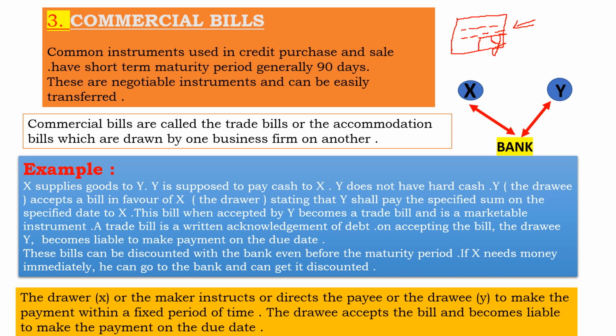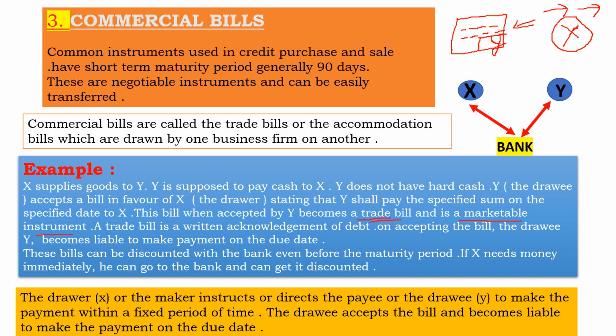Is it clear? Now, this bill, when accepted by Y, becomes a trade bill and it is a marketable instrument. Right? So, Mr. X can keep it with him for that stipulated time, or he can transfer it to somebody else. He can give it to somebody else. It can keep on passing. Is it clear? It will be called a trade bill and it becomes a marketable instrument.